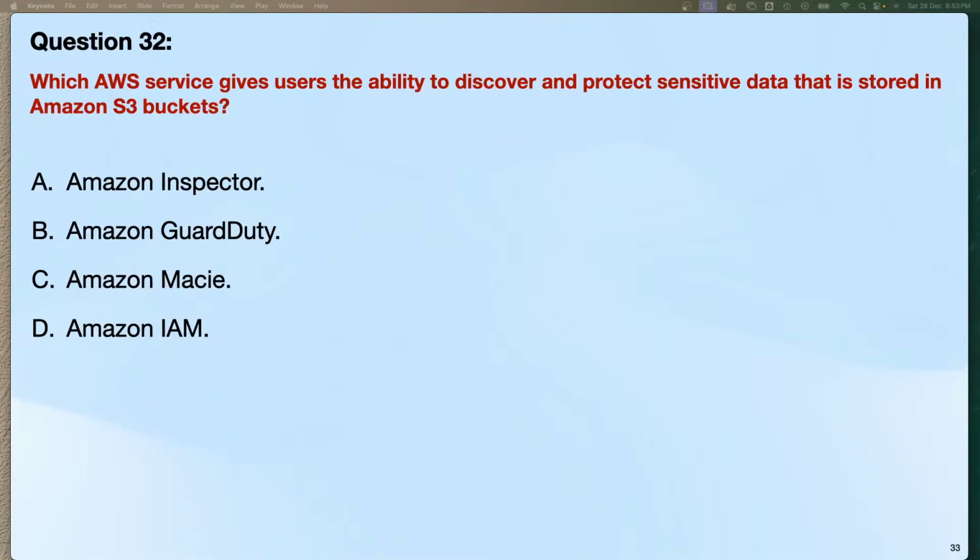Amazon Inspector, I discussed it. GuardDuty, Inspector is for EC2 security use cases. GuardDuty is for AWS security again, not for S3 buckets. Amazon IAM is an overall identity access management service, right? It is not for S3 buckets, specifically sensitive data detection. So for 32, the answer is C.